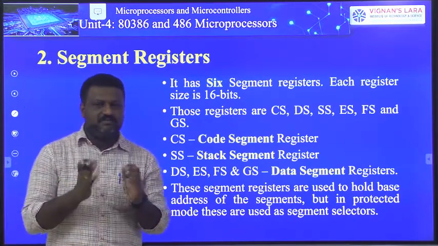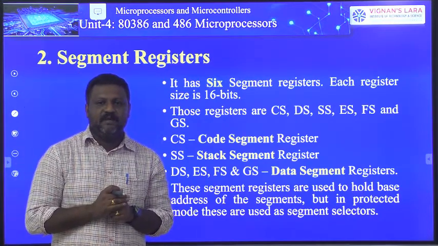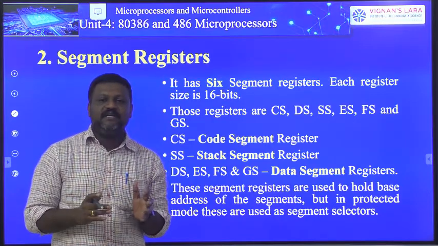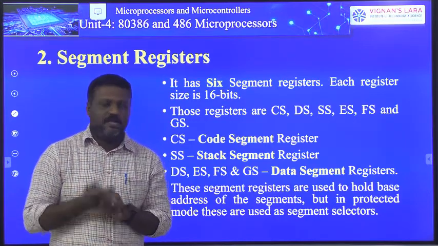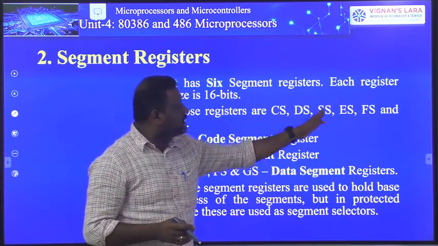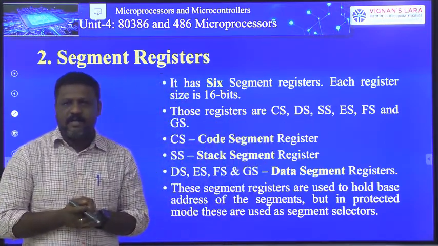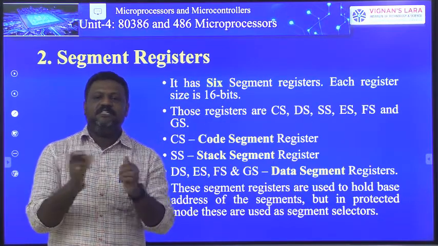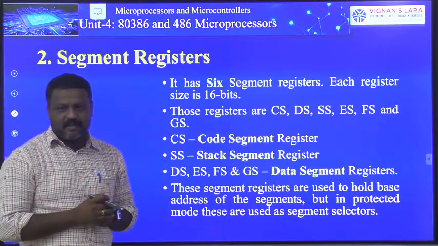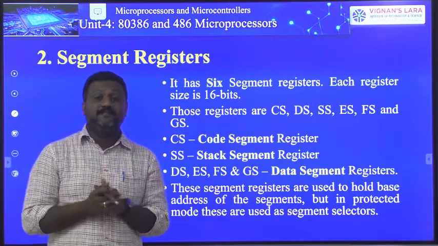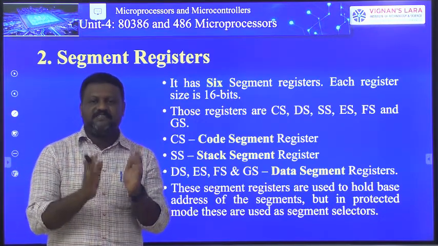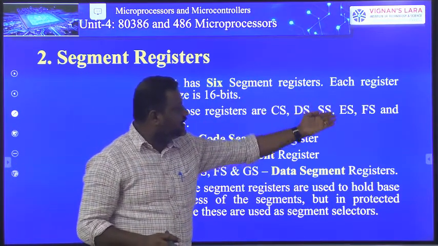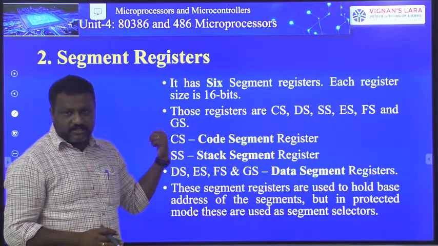And next, coming to the segment registers. In case of 8086, we know that it has 4 segment registers. Those are CS, DS, SS, and then ES. But coming to the 80386 processor, the count increases to 6. That means the 80386 processor has a total of 6 segment registers. Those are CS, DS, SS, ES, FS, and then GS.